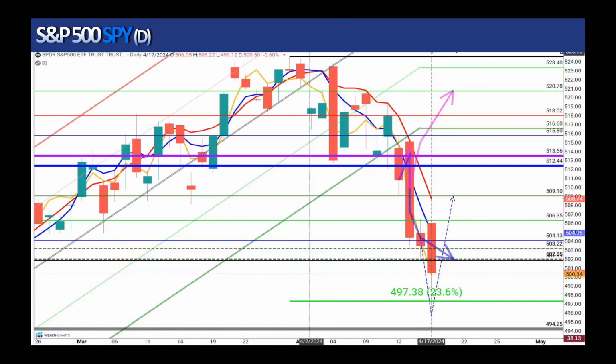Now, we're taking part in the offshoot to the primary scenario that I've laid out for folks, which is that blue scenario there that I just traced. And we haven't quite gotten down to that 497 area. We came down to the 499 area.